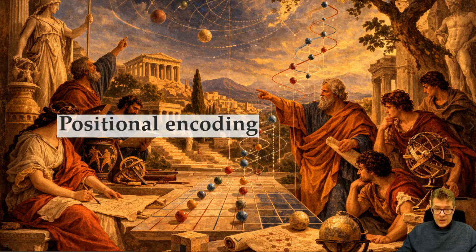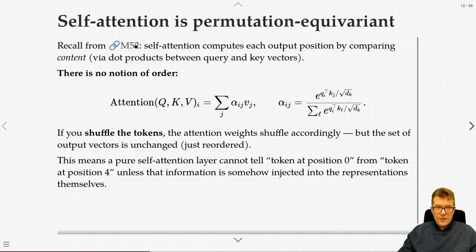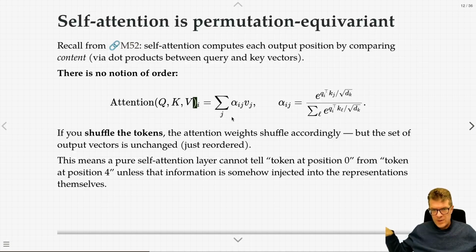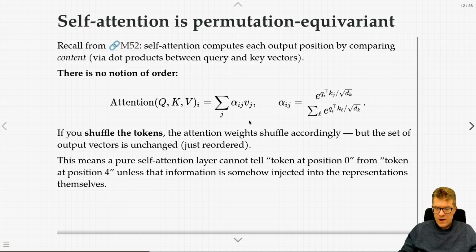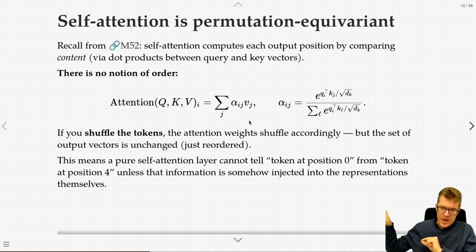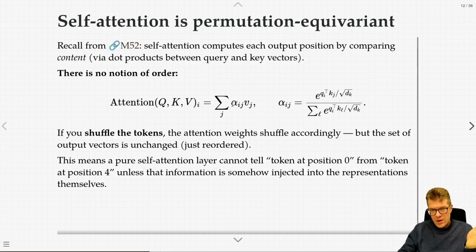Next, we have positional encoding. In module 52, the last module, we talked about self-attention, which is basically trying to represent a sequence on its own. Every output position is obtained by comparing content through dot products between query and key vectors. So alpha sub ij tells us, if you're in position i and you have all your other neighbors j, you have an attention weight, obtained from a softmax, from position i to position j. So j is something you can pay more or less attention to according to the value of alpha.